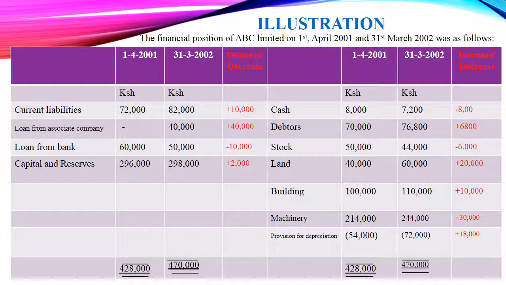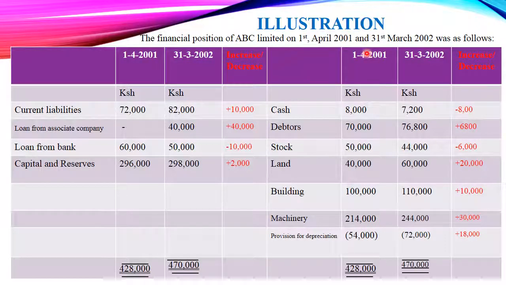Now, having looked at the format of the cash flow statement, let's look at an illustration for us to understand how to put that into use. This illustration says the financial position of ABC Limited on 1st April 2001 and 31st March 2002 was as follows. So you are given the financial position of this firm ABC as at 1st of April 2001 and as at 31st of March 2002. So we have two periods.